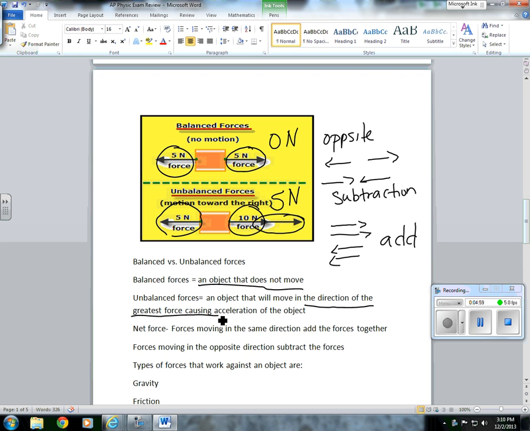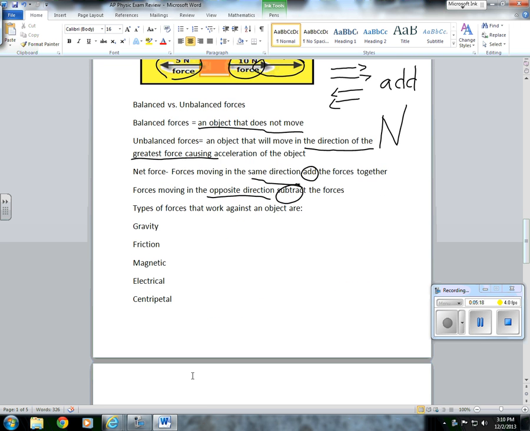To find the net force, when they're moving in the same direction, we add. When they're moving in opposite directions, we subtract. And remember, our units are N for newtons. All right, there are types of force that are working against an object. These are the ones most common on Earth: gravity, friction, magnetic, electrical, and centripetal.